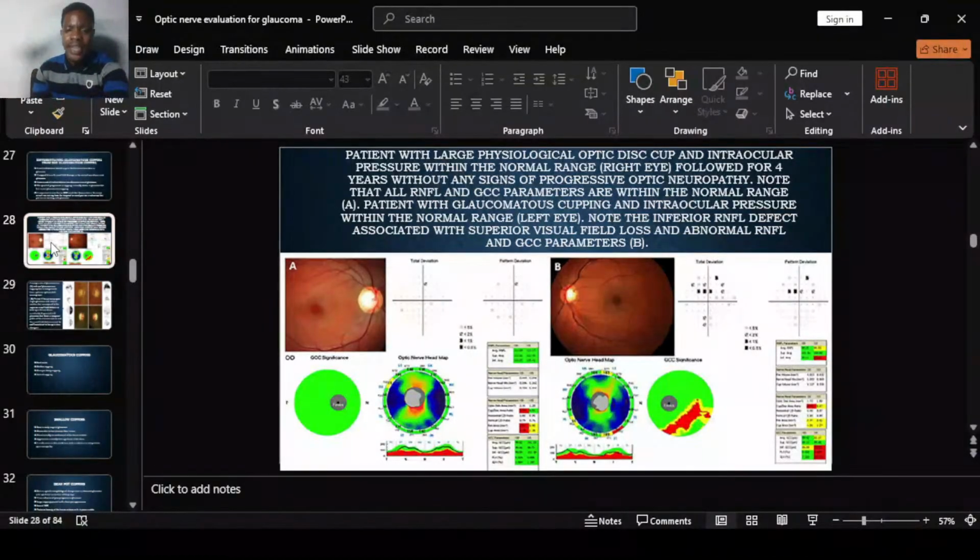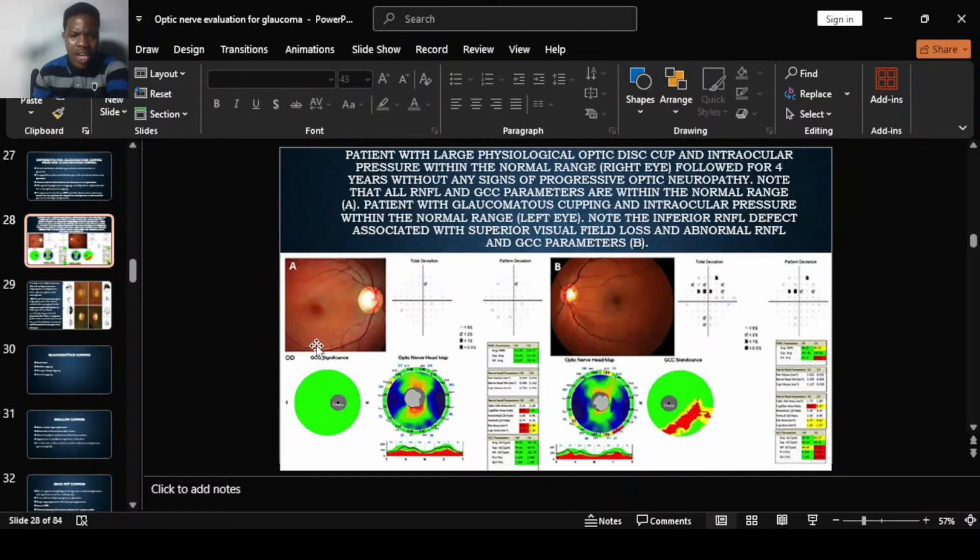We see a patient with a large physiological optic disc cup and intraocular pressure within the normal range for the right eye, followed for 4 years without any sign of progressive optic neuropathy. Note that all RNFL and GCC parameters are within the normal range for A. Now B is a patient with glaucomatous cupping and intraocular pressure within the normal range. Note the inferior RNFL defect associated with superior visual field loss and abnormal RNFL and GC parameters.